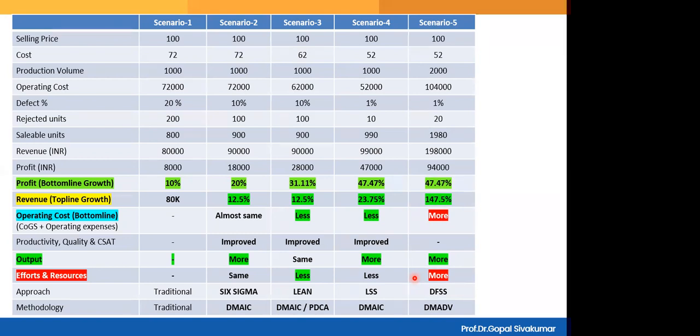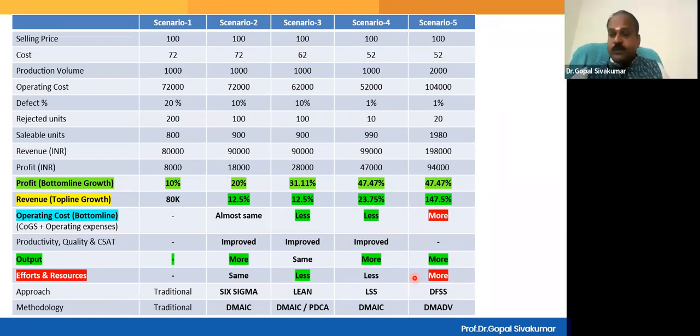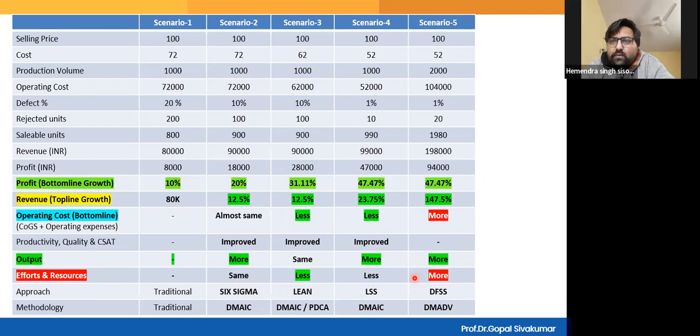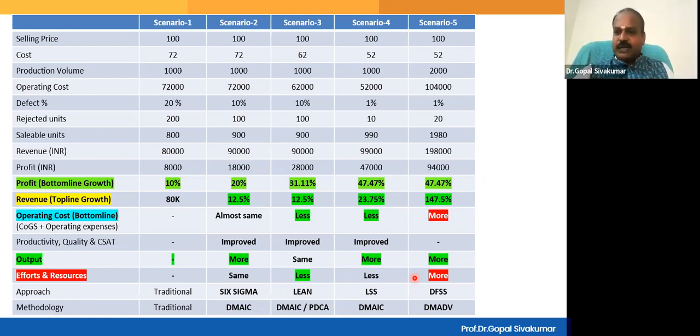Production volume is increased. Now, whose decision is it? Management. Management decision. They have doubled the capacity of the plant. They have put one more line. 1,000 units a day has become 2,000 units a day.